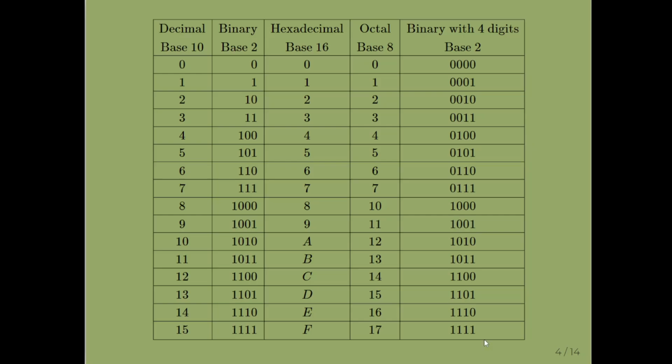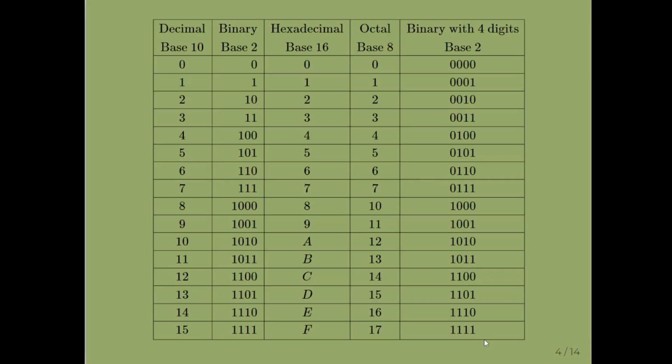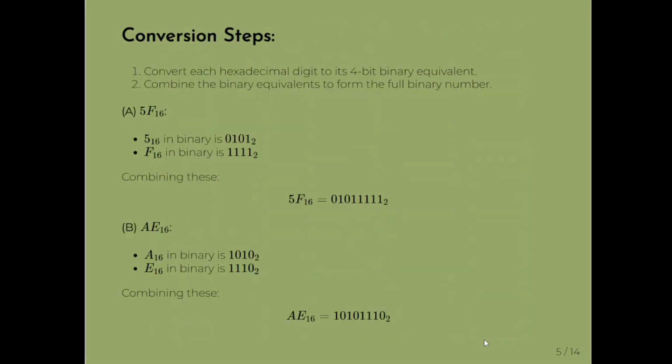So we have the first exercise here, just the conversion steps. Convert each hexadecimal digit, which is each of the two characters, to its 4-bit binary equivalent, and combine the binary equivalents to form the full binary number. Essentially what I'm doing is reading from this table here. I won't skip back and forth, but you can take a screenshot of it if you want and have it at the side.